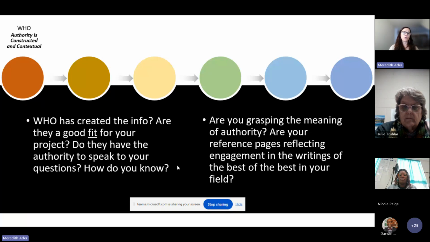So again, who has created information? Are they a good fit for your project? Do they have the authority to speak to your questions? And how do you know this? Are you grasping the understanding of authority? And are your reference pages, the work that you're doing, does that reflect an engagement in the writings of the best in your field?